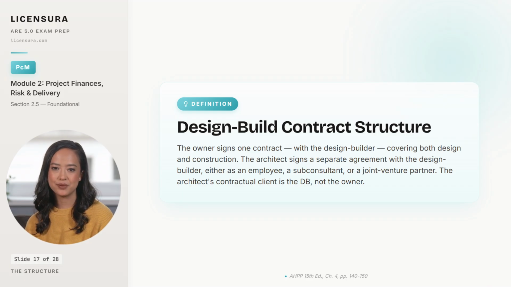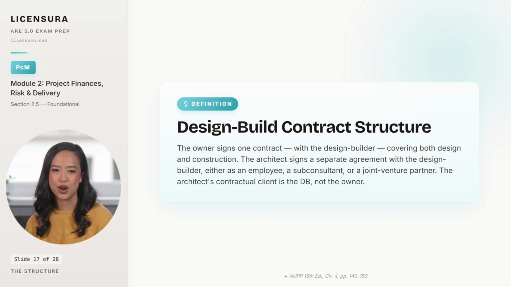It means the architect's professional duties, standard of care, code compliance, life safety, still attach to the licensed work, but the day-to-day direction, fee negotiation, schedule pressure, and approval authority all come from the DB. The owner is a beneficiary of the architect's professional work, not a counterparty to it. And because the architect's paycheck is signed by the contractor, every conversation about cost versus quality starts from a different power balance than it would on a traditional design bid build project.